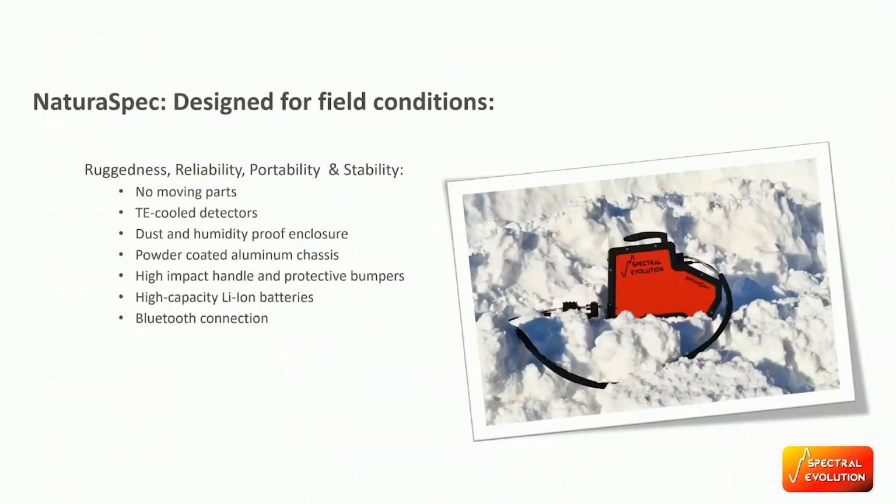Our instruments are designed for field use. They have no moving parts. They have thermoelectrically cooled detectors, dust and humidity proof, powder coated aluminum chassis, high impact handle and bumpers, as well as high capacity lithium ion batteries and Bluetooth connection. So this is designed for ruggedness, reliability, portability, and stability. These instruments are designed to be used in the field, but they can be used in a lab as well. But all of these metrics were designed to make it easy to use in the field and to be reliable.